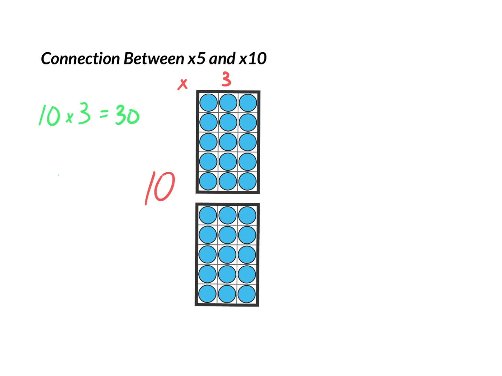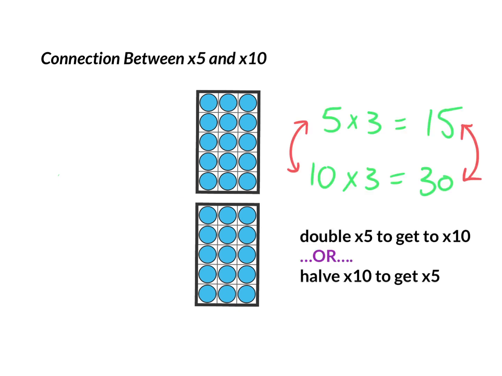If we look at this example here, we got 10 times 3 is 30. So 10 rows and 3 in each equals 30. 5 times 3 is 15, but 10 times 3 is 30. If we double our 5 times, we get to 10 times. If we halve our 10 times, we get to 5 times.